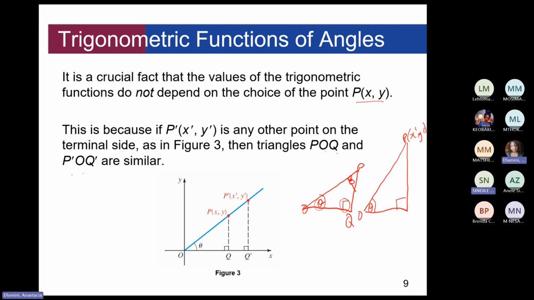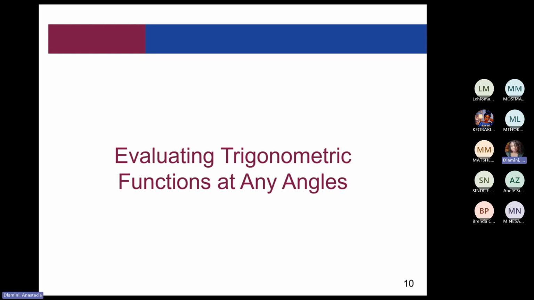Yes, ma'am. And you see this angle will also be beta as well. So the angles are the same. Hence the statement that it is a crucial fact that the values of a trigonometric function do not depend on the choice of the point (x, y). This is because this triangle and this triangle are similar. Are we all together there?